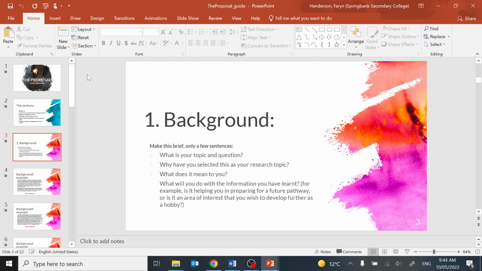Now, everything in this should be a couple of paragraphs, absolute maximum. So you do not need to be writing essays for each section. As I said, when you see the exemplars, that'll make more sense. So, what is your topic and your question? Why have you selected this? What does it mean to you? Is there anything you're planning to do with the information you've learnt?